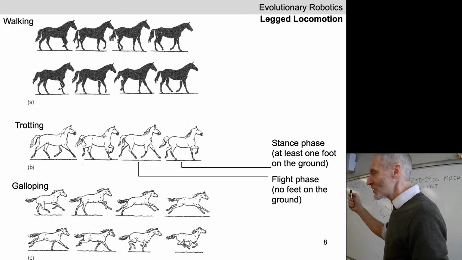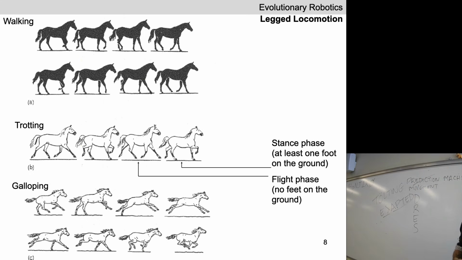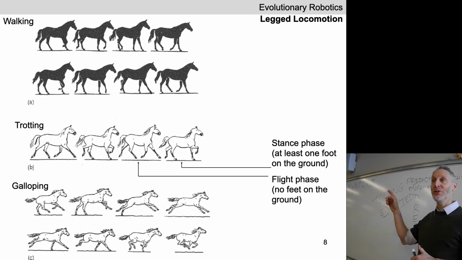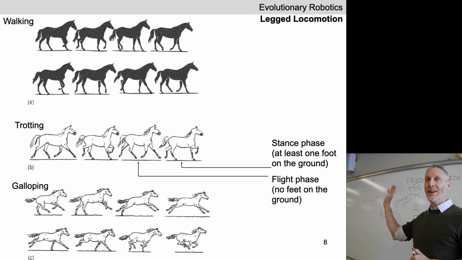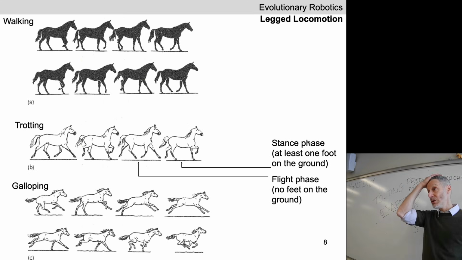All right, since we've got horses up on the slide here, let's introduce some terminology which we'll use for the rest of this lecture and also for robotics moving forward. Stance phase. If you watch an animal or a human as it's doing its thing, any given gait, you can ask at a given moment in time whether the animal is in stance phase.